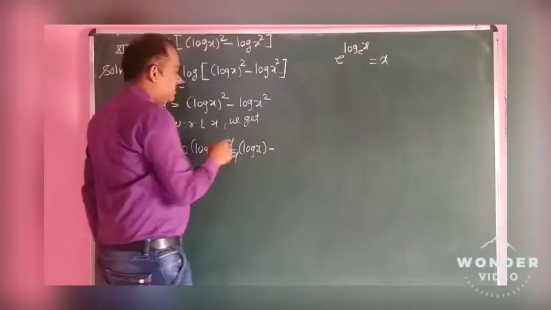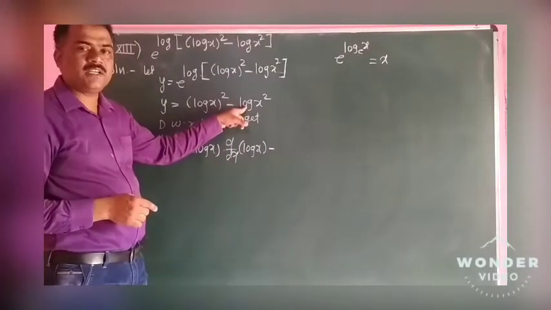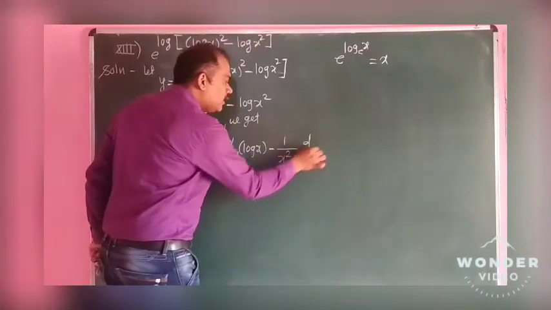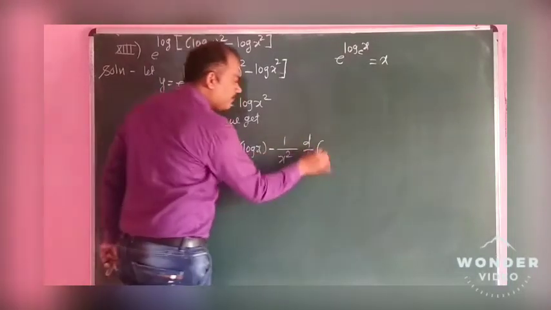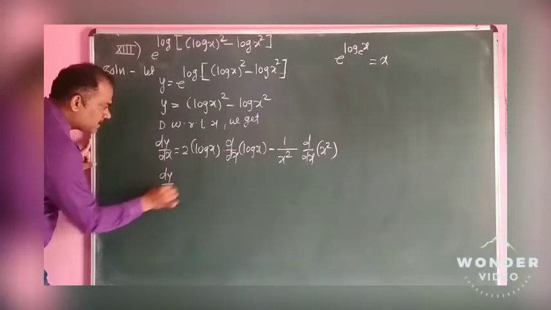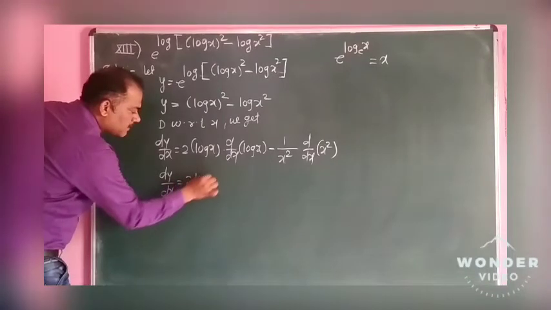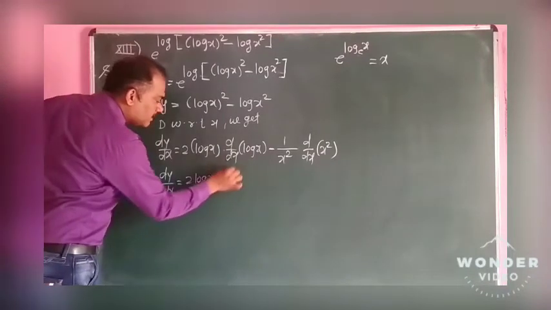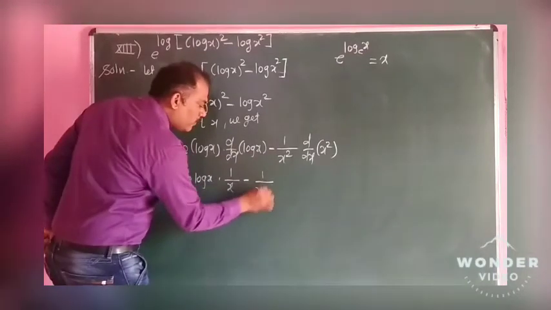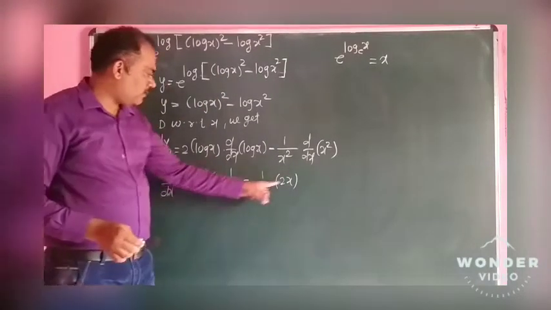log of x square. First we keep the finger on this log, that is, the derivative of log x is nothing but 1 upon x, so we get 1 upon x square into d/dx of this x square. So dy by dx is equal to 2 times log x into, what is the derivative of log x? 1 upon x, minus 1 upon x square into the derivative of x square, which is 2x. From this x square, one x gets cancelled.